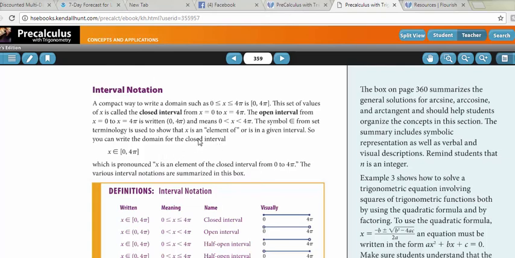So once again, the symbol, this thing right here from set terminology, is used to show that x is an element of, or is in, the given interval. So we can write it something like this. This is in set notation, just saying that x is an element of the closed interval from 0 to 4, or 4 pi. I'm going to write that down on your paper for you so that you have some good information. And I'm not going to do these visualizations. I think you pretty much understand what these mean. So I'm going to go over how these are equivalent.